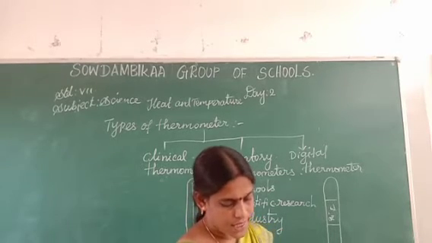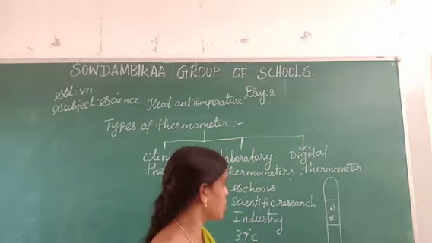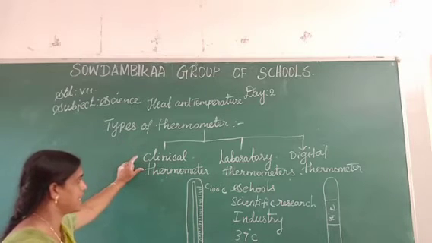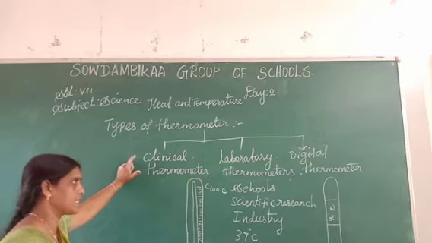Next one is scales of thermometers. So the types of thermometer are three: clinical thermometer, laboratory thermometer, and digital thermometer. We see them clearly.